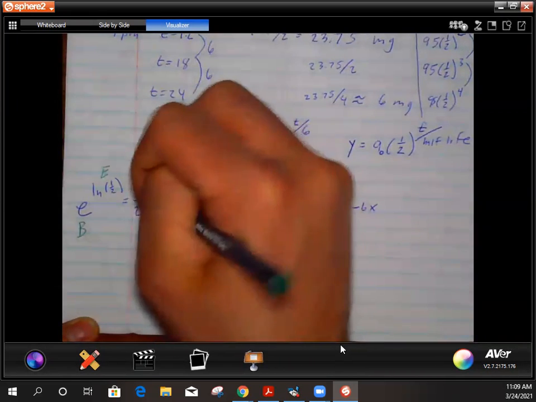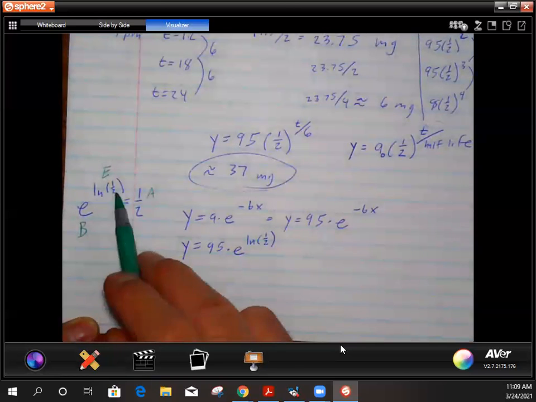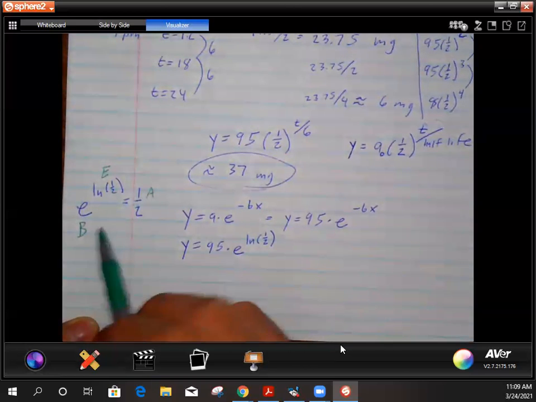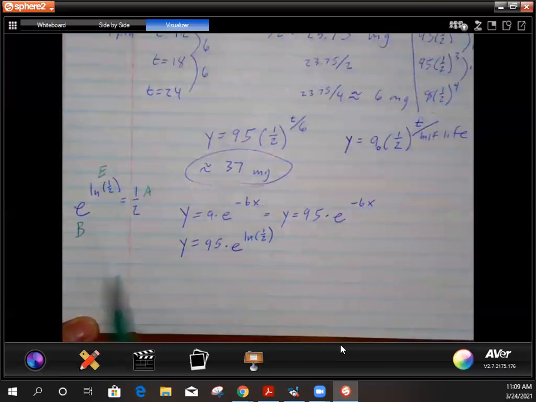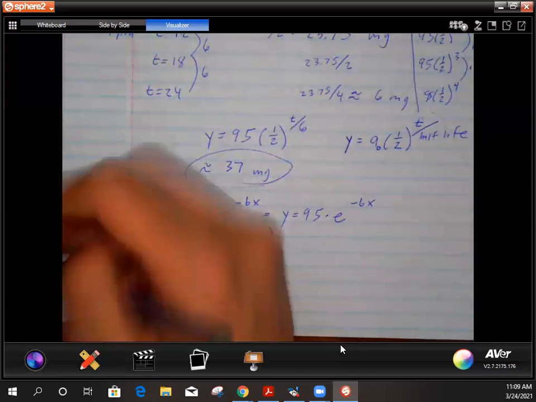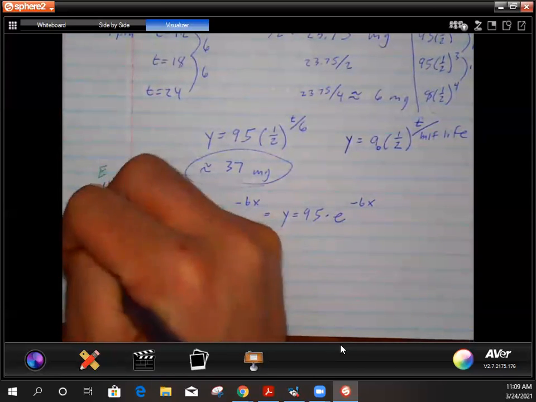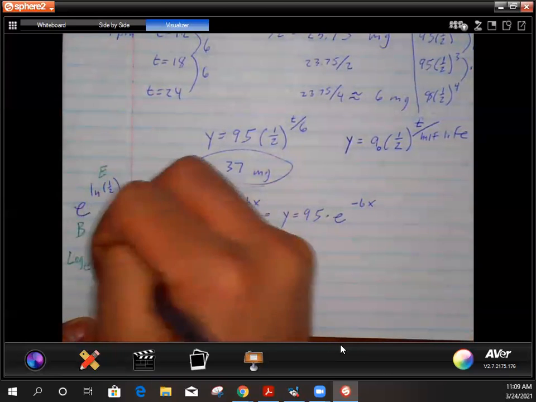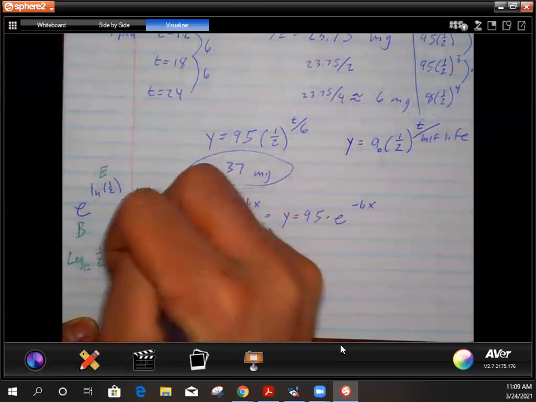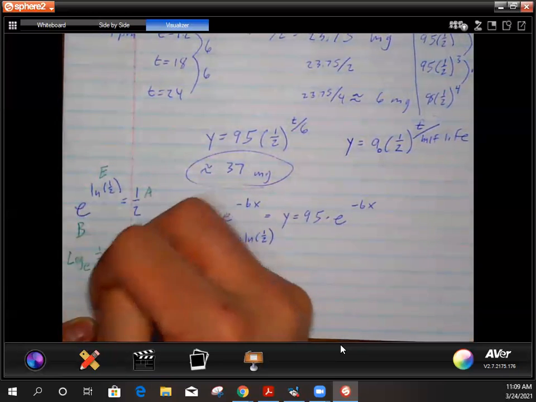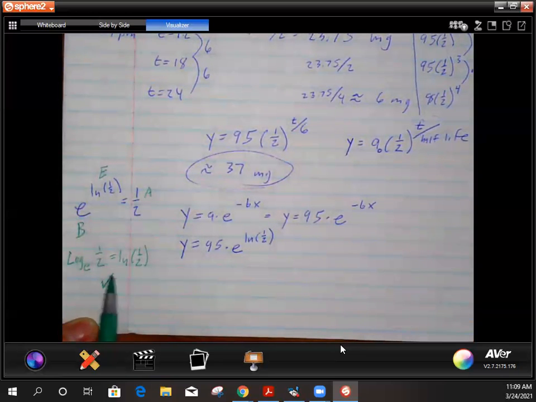All right, so e to the natural log of 1/2 power is equal to 1/2. Base, exponent, answer. If we put this into log form, the log base e of 1/2 is equal to the natural log of 1/2. That's true because natural log means log base e.